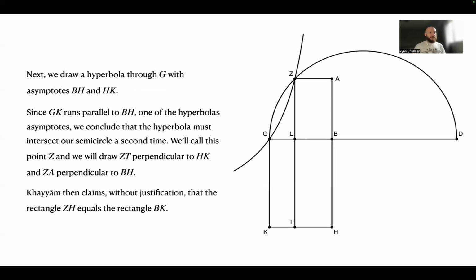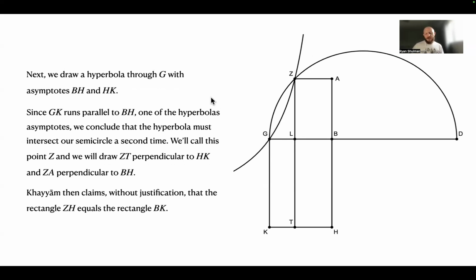So next comes kind of the key element of this proof, which is a hyperbola. In particular, a hyperbola that passes through the point G and has asymptotes BH and HK. So if we can imagine BH being extended vertically and HK being extended horizontally, those will be the asymptotes of our hyperbola that passes through G.